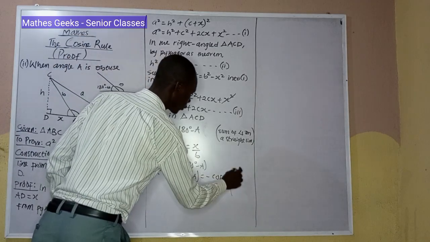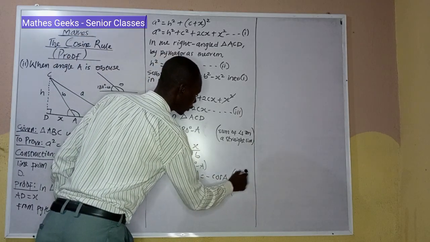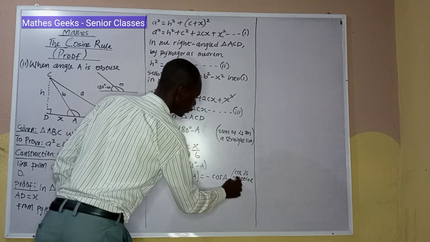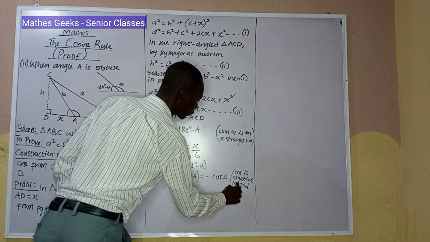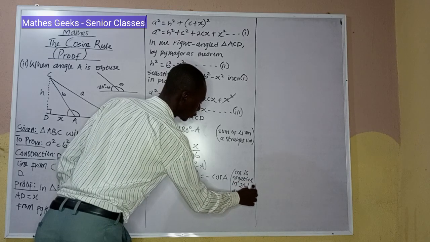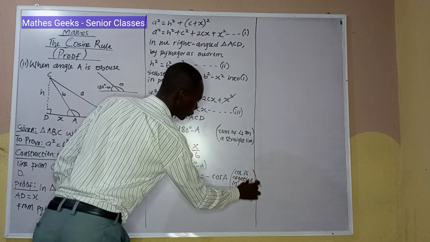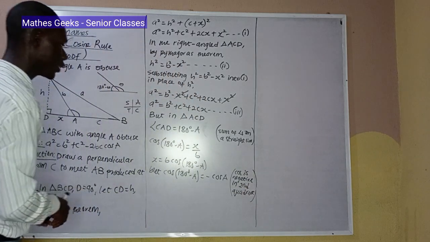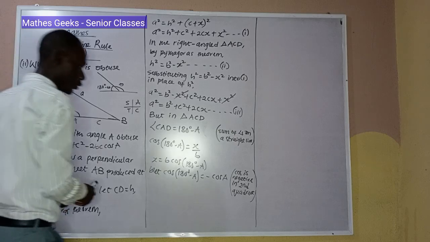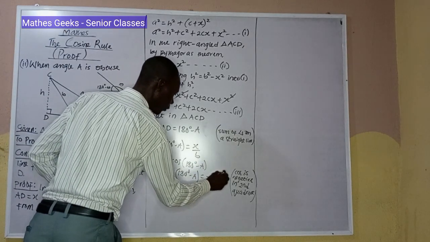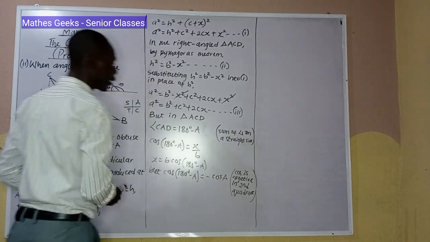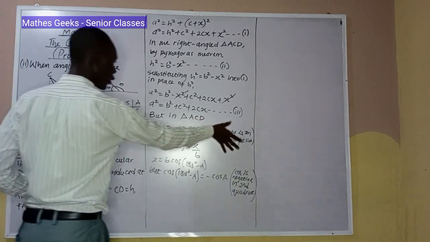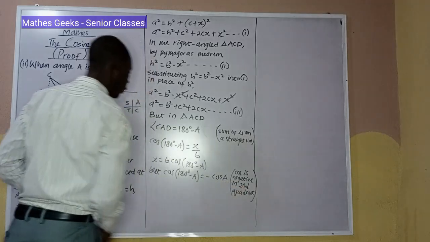Why? Cos is negative in the second quadrant. That's the reason. So like I said in the first class, always state your reasons. Don't assume that your teacher or your examiner knows what it implies. Like you can see, I stated the reason here and I'm stating the reason here also.